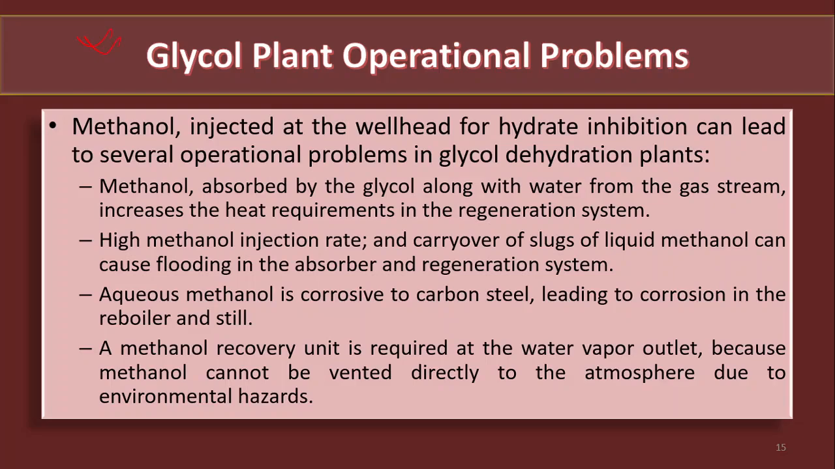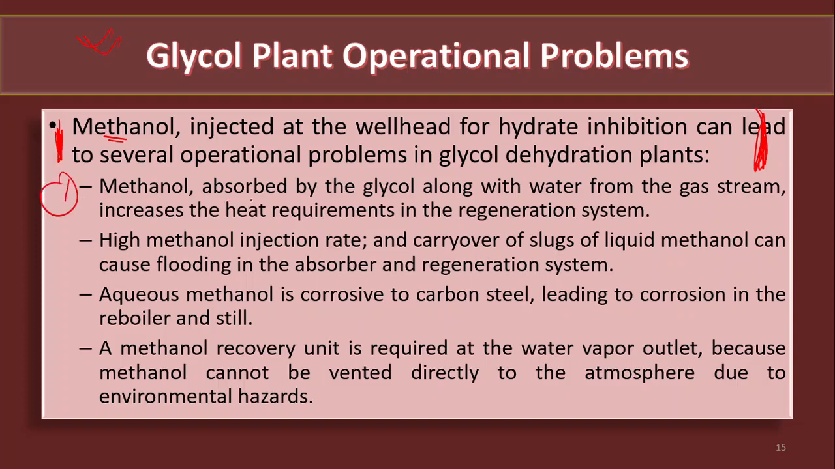Now come to the glycol plant operational problems. There is one problem if you are using glycol plants, especially for methanol. If the methanol is injected at the wellhead for hydrate inhibition, it can lead to several operational problems in the glycol dehydration process. We have discussed this also. In the injection techniques, we can provide methanol as the chemical for hydrate inhibition. This is a temporary arrangement for the transportation of natural gas. So if the methanol is injected at the very starting site, that is the wellhead, what will be the problem?